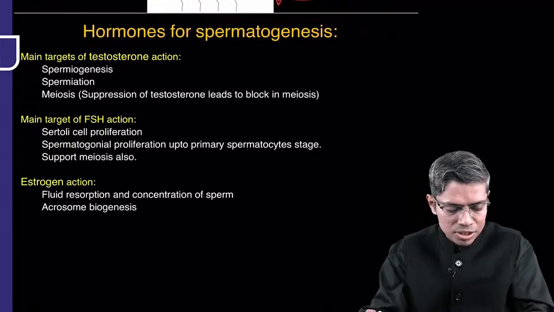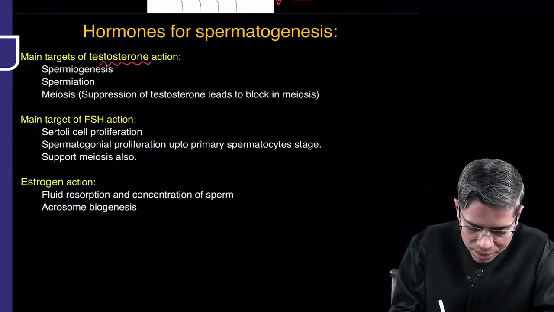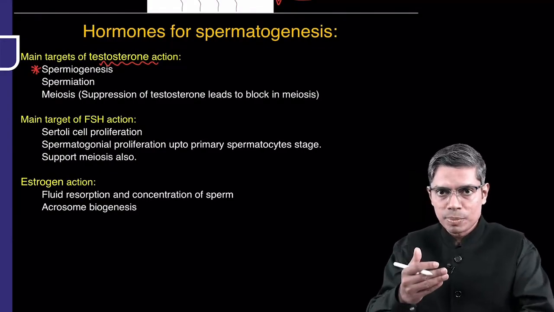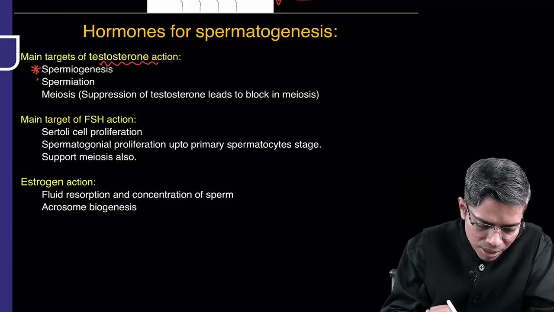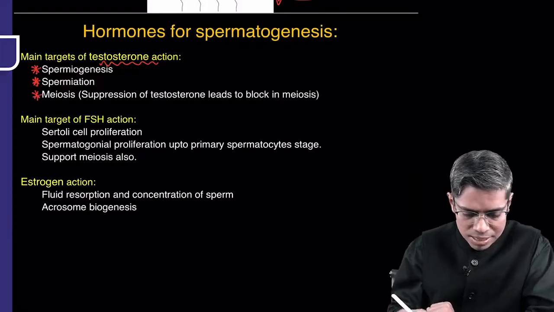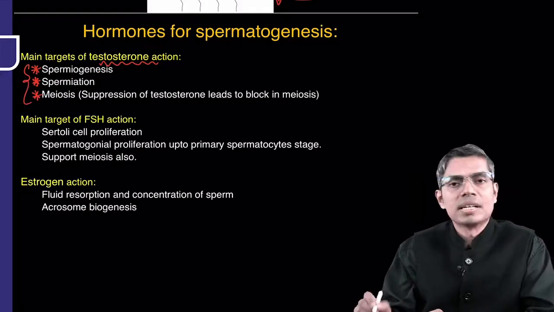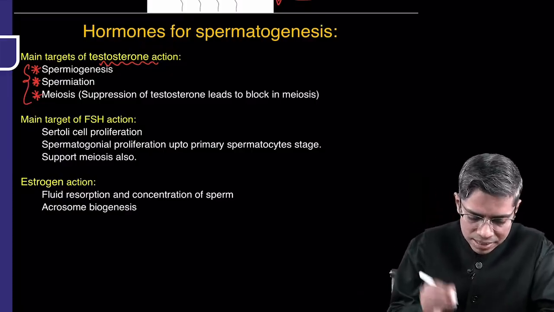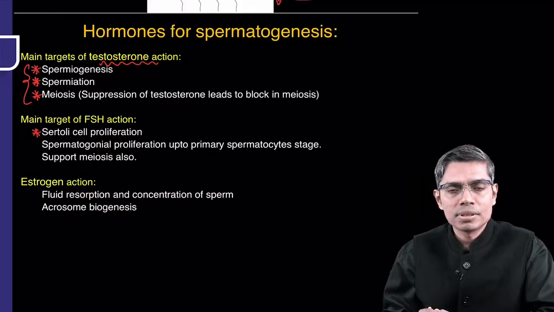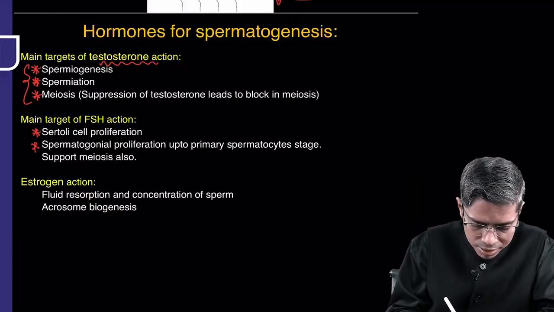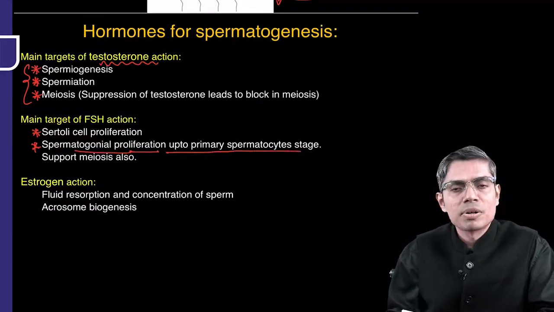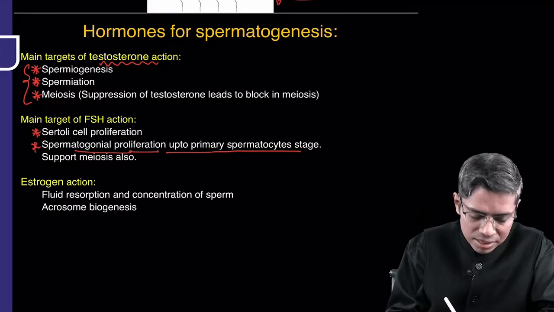So look at the functions of testosterone, right? I told you already the process of spermiogenesis, right? Spermiogenesis means from spermatid to mature sperm, that is spermiogenesis. Spermiation, the release of sperm, that also requires testosterone. And the meiosis, right? The process of meiosis also requires the help of testosterone. But FSH is mainly for proliferation of the Sertoli cell, which is the mother for the spermatogenesis process. Not only that, the spermatogonial cell proliferates, okay, and it proliferates up to the level of spermatocyte stage. This proliferation is under the control of FSH.